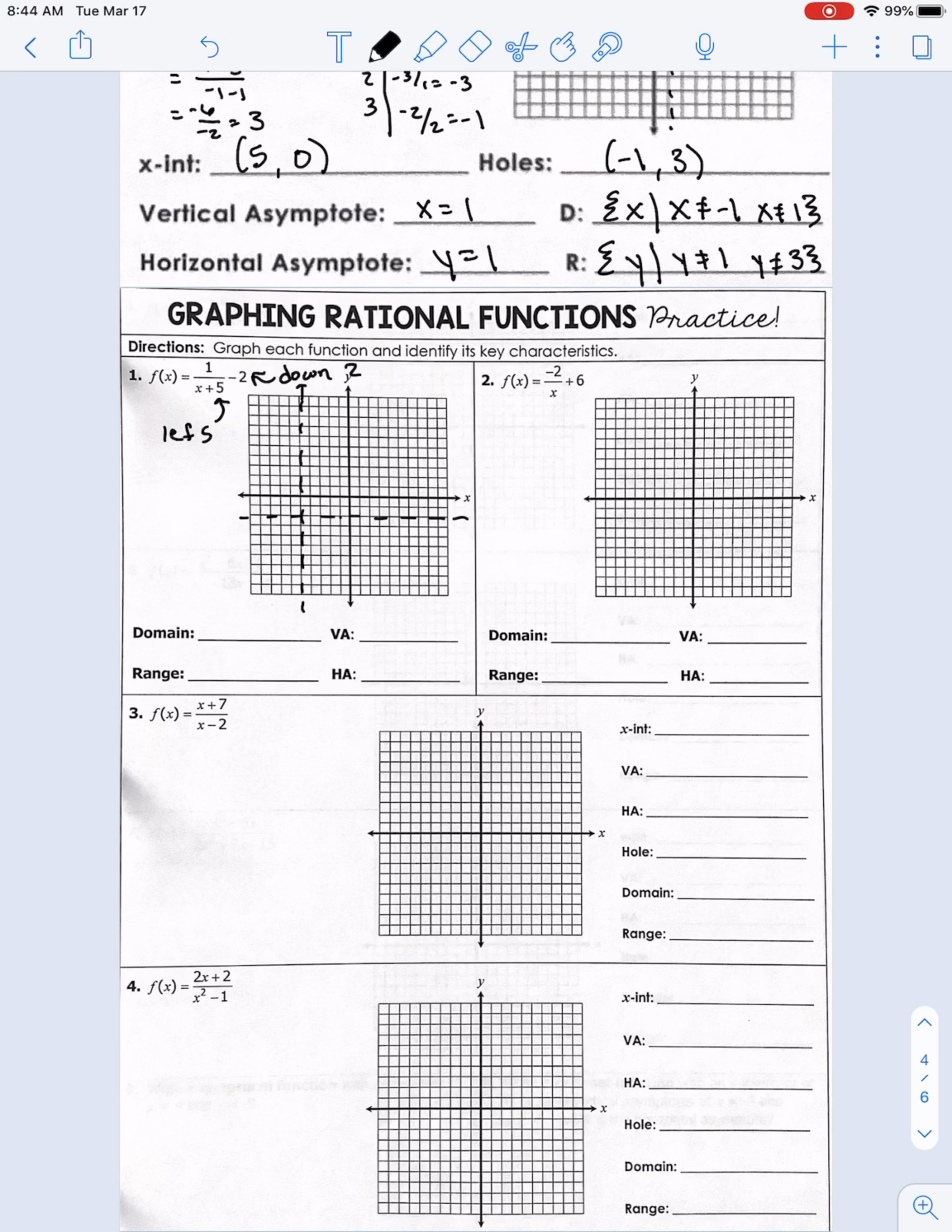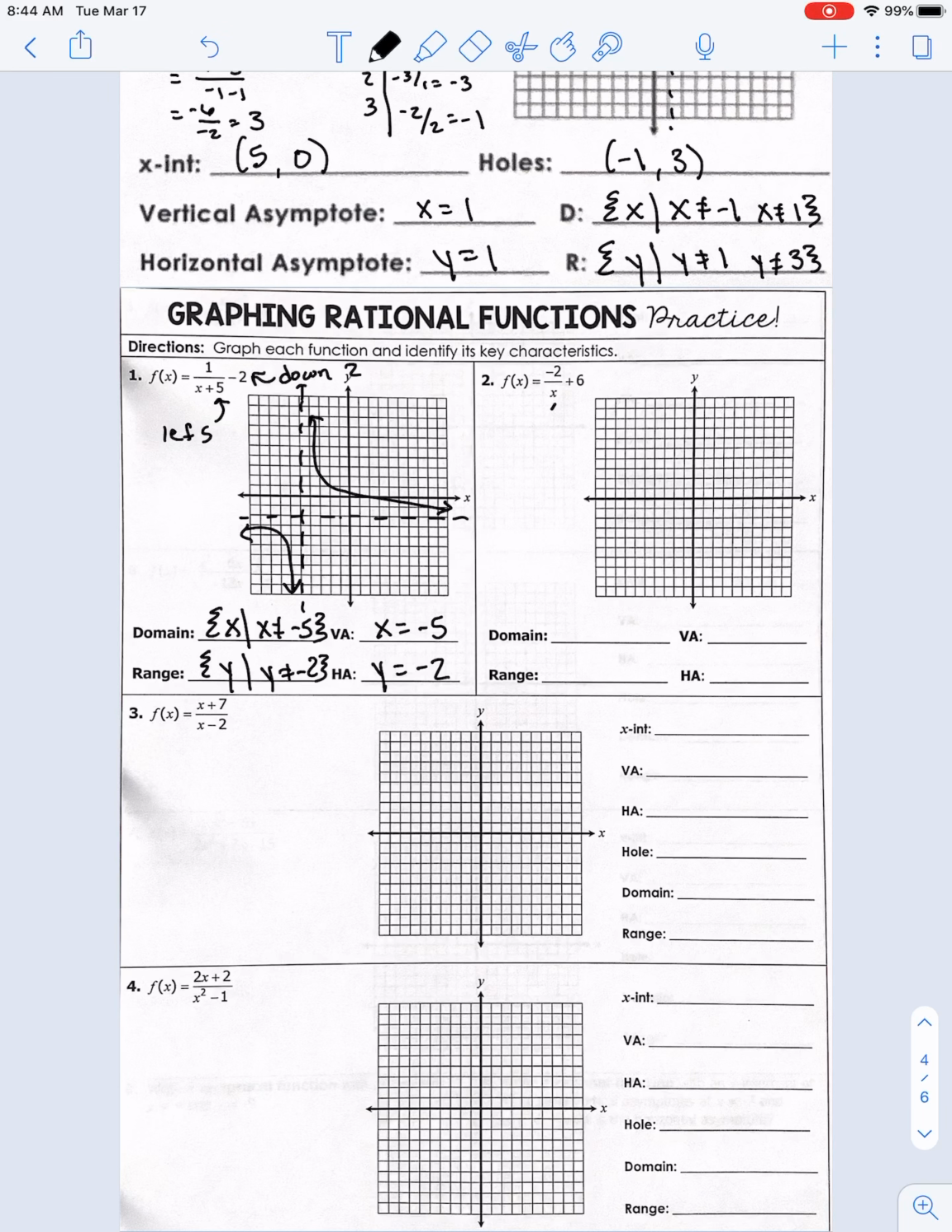And I can draw my hyperbola in this one and in this one. Our vertical asymptote is x equals negative 5, and our horizontal is y equals negative 2. So that will shape what our range is and our domain. Okay, same with this one.